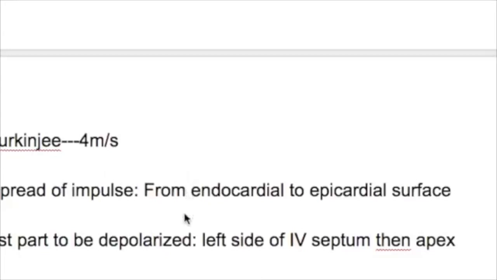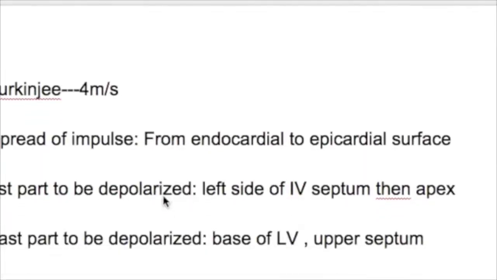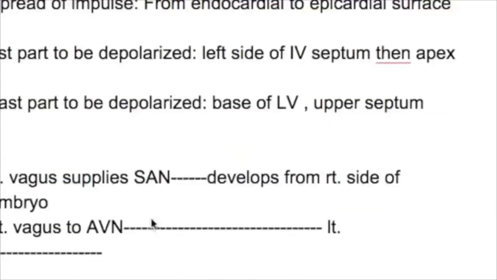So there is a difference of speed between the AV node and Purkinje tissue of about 80 fold. How is the impulse spread? It is spread from the endocardial to the epicardial surface. What is the first part to be depolarized? It is the left side of the interventricular septum and then the apex. And what is the last part to be depolarized? The last part to be depolarized is the base of the left ventricle and the upper part of the septum.